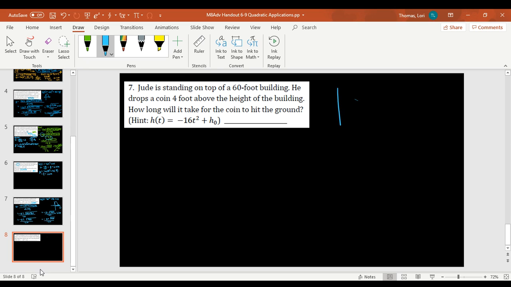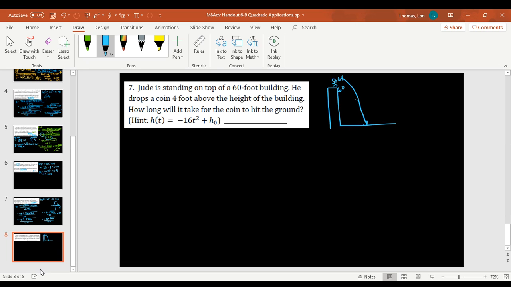So we have a building and it is 60 feet high. And then you have Jude standing up here, 4 feet tall. So that's going to be a total of 64. And then he is going to drop a coin. And yes, it is going to have the shape of a parabola because time will go by.